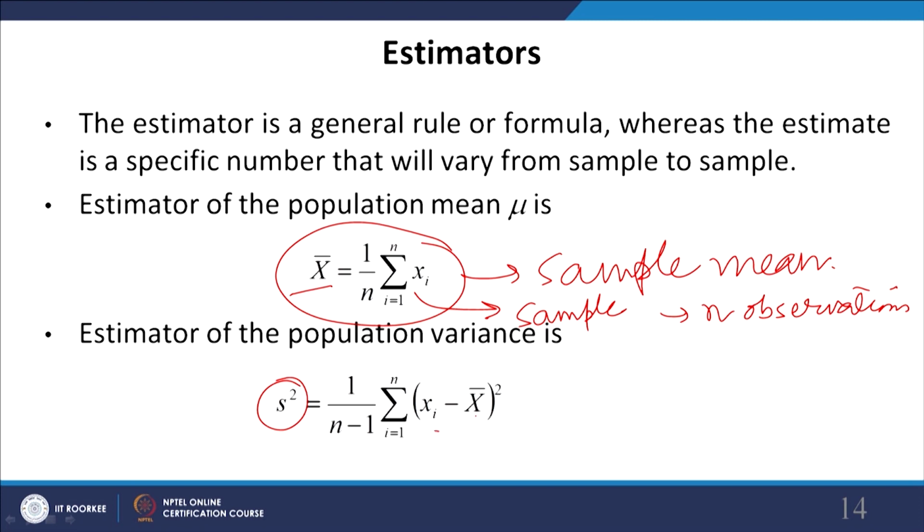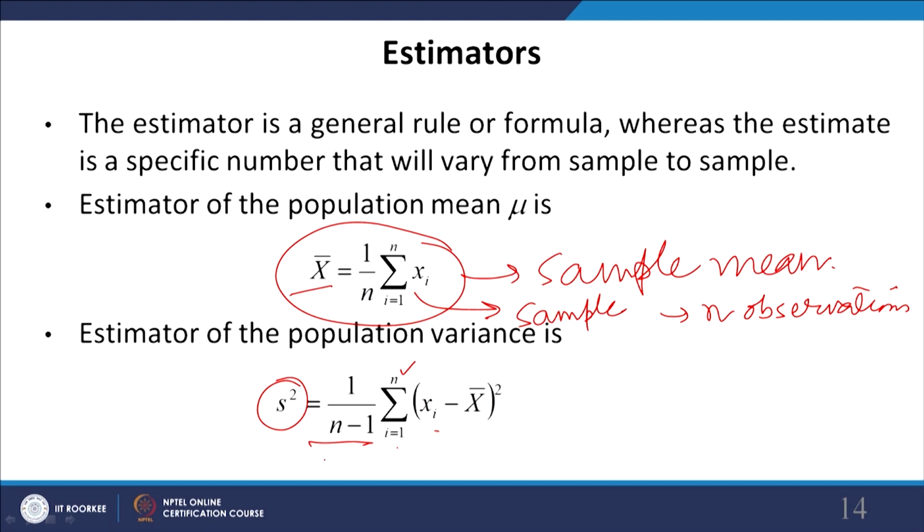Estimator of the population variance in a similar fashion is denoted by small s square, where we have xi minus x bar whole square summing up from i equal to 1 to n, and then multiplying it by 1 by n minus 1, that is, dividing it by n minus 1. Now, why this is n minus 1 and not n, that we will take up in a later module.